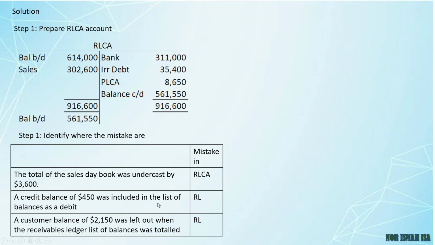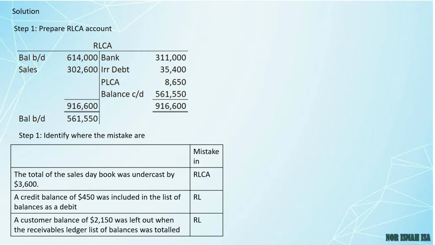As for the second, a credit balance of 400 was included in the list of balances as a debit. So this is a mistake that occurs in the receivable ledger list, because the credit balance of a customer has been wrongly recorded as a debit.